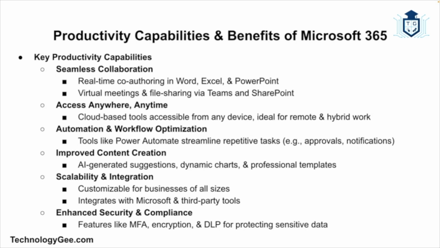Next, we have improved content creation. So Microsoft 365 applications offer advanced tools for creating professional and engaging content, and features like AI-powered suggestions in Word, dynamic charts in Excel, and customizable templates in PowerPoint that allow users to produce high-quality work quickly and efficiently. Next, we have scalability and integration. So Microsoft 365 seamlessly integrates with other Microsoft services, third-party apps, and industry-specific tools. It is scalable, meaning that businesses can customize solutions based on their unique needs and growth objectives.